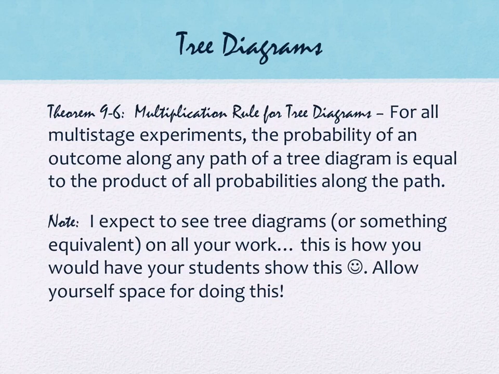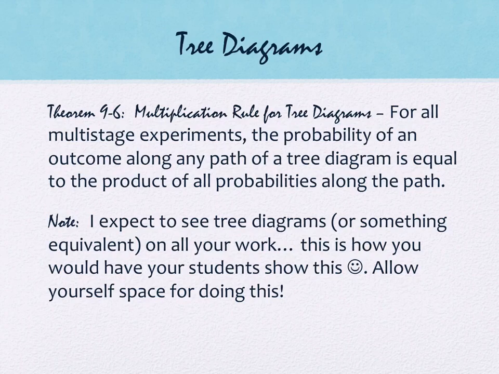There is a multiplication rule for tree diagrams. So for all multi-stage experiments, the probability of an outcome along any branch of the tree diagram is equal to the product of all the probabilities along the path. So we're going to be doing some multiplying along branches.